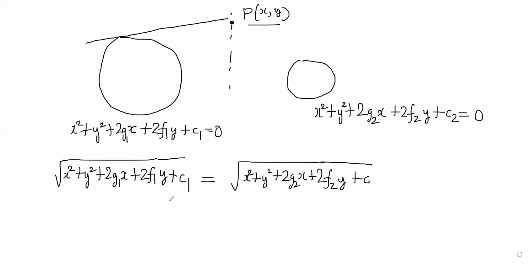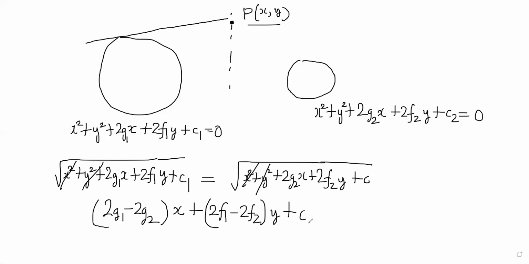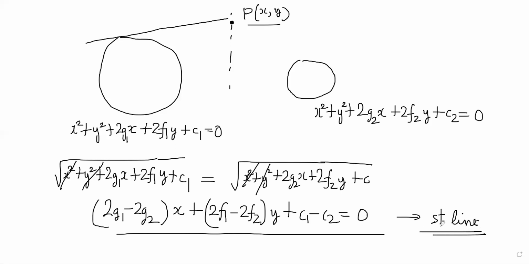So you will get this, 2f2y plus c, and then you square it. Once you square it and cancel stuff, you will realize that x square and y square get cancelled, and you end up with 2g1 minus 2g2 x plus 2f1 minus 2f2 y plus c1 minus c2 is equal to 0. So it's a straight line, and this straight line is called the radical axis. It is the set of points such that equal length tangents can be drawn to both the circles.